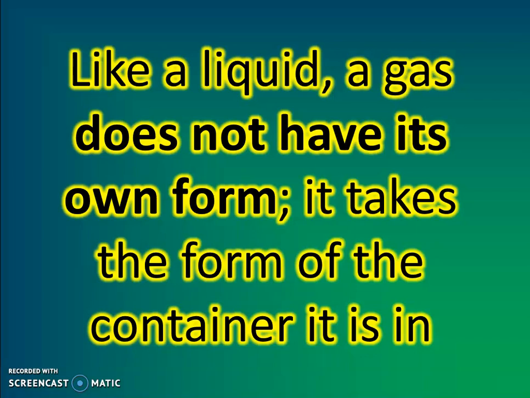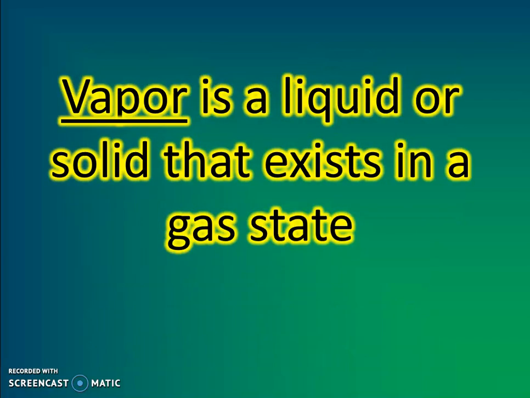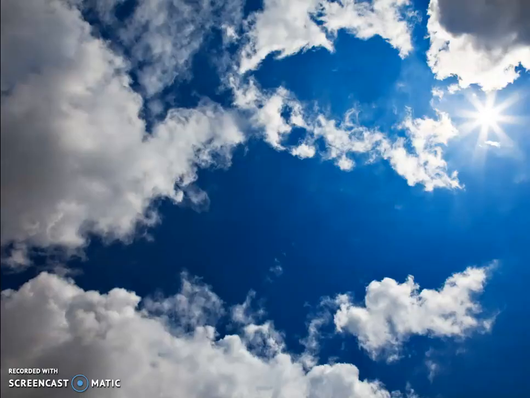So like a liquid, a gas doesn't have its own form. It's going to be taking the shape or the form of the container it's in. We also use the term vapor. A vapor is a liquid or a solid that exists in a gas state. And an example of that would be something like clouds, which are water vapor.